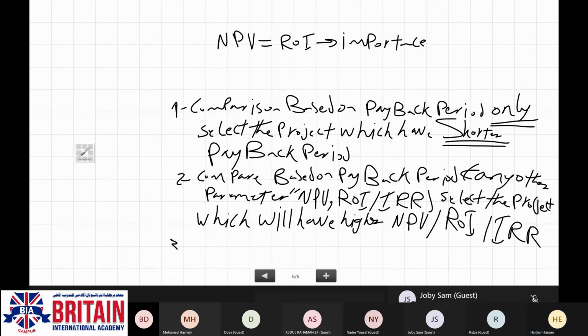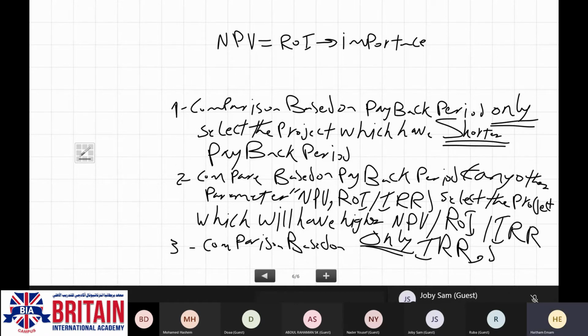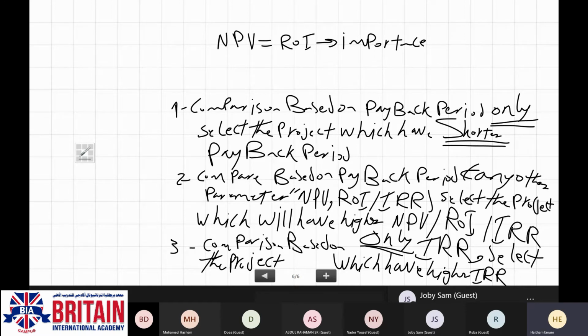Comparison based on only IRR. Select the project which has higher IRR. Okay.